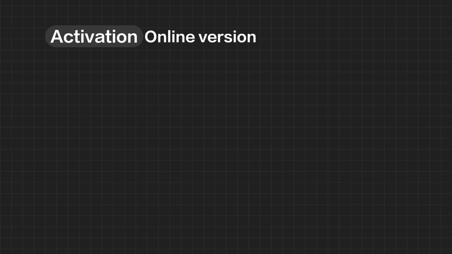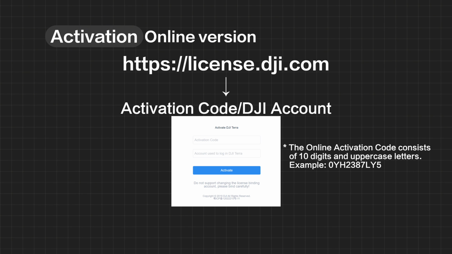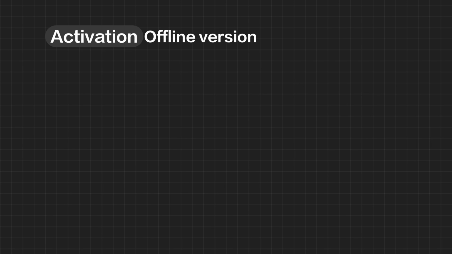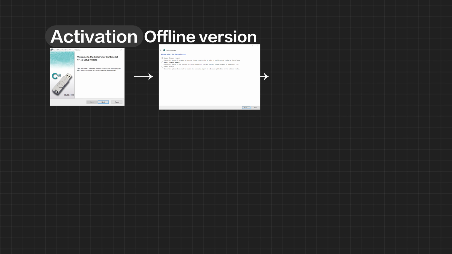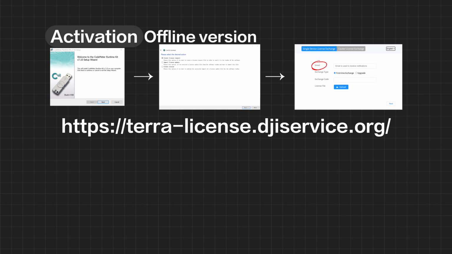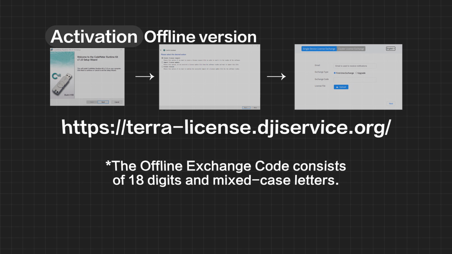Activation. For the online version, go to the website, enter your activation code and DJI account to activate. For the offline version, install CodeMeter software. Create a license request, then go to the website, enter your email and exchange code, upload the license request, then import the received authorization license to your device to activate.